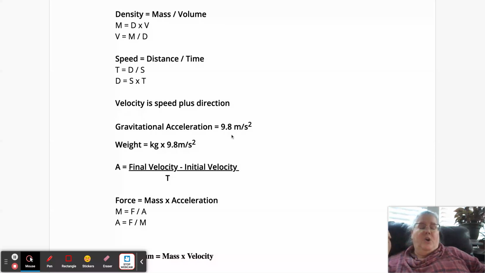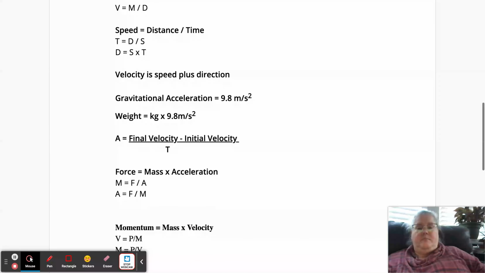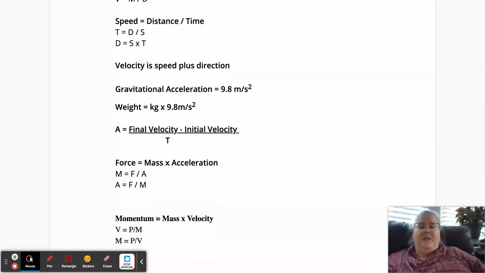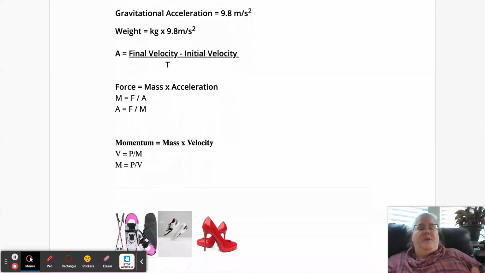Gravitational acceleration on Earth, because it's dependent on the size and mass of our planet, is 9.8 meters per second squared. So anytime you're looking for weight, it's the mass in kilograms times 9.8 meters per second squared. And that unit, again, because it's a force unit in the metric system, weight is in Newtons. The original formula for acceleration is final velocity minus initial velocity divided by time. Here's our force. Here's momentum. These are formulas you need to make sure you have ready for the test, or you need to be using one of my formula sheets.